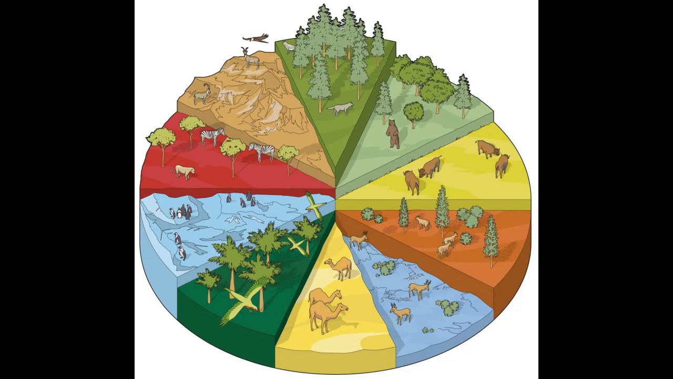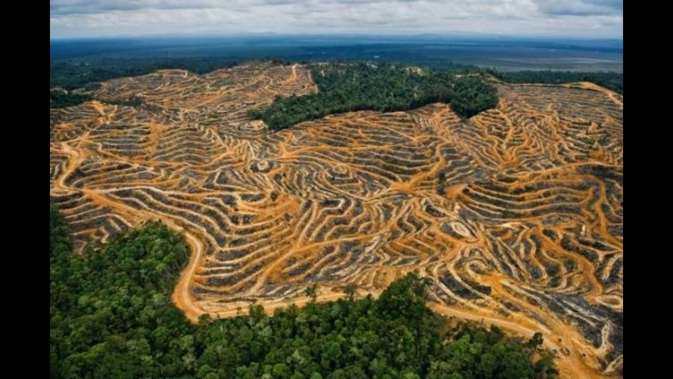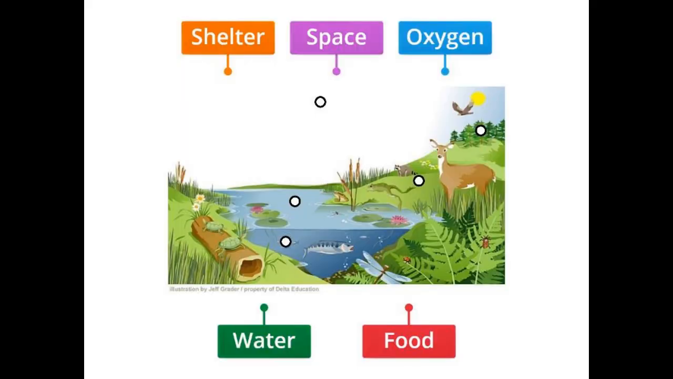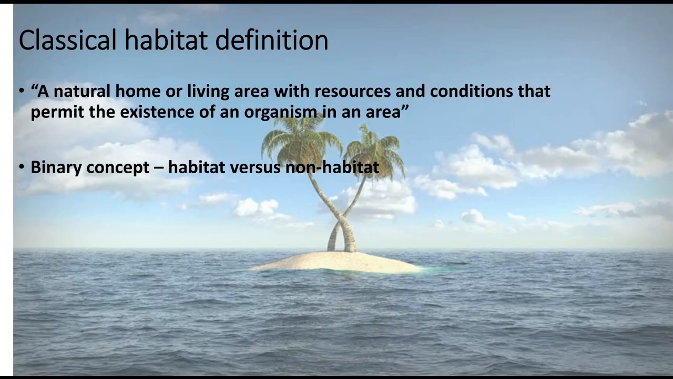A number of ecological concepts are associated with habitat, such as habitat relationships, habitat quality, habitat fragmentation, habitat preference, and habitat components, just to name a few. Generally, there are two outlooks that attempt to define habitat: the classical outlook and the hierarchical outlook. The classical outlook defines habitat as a natural home or living area with resources and conditions that permit the existence of an organism in an area.